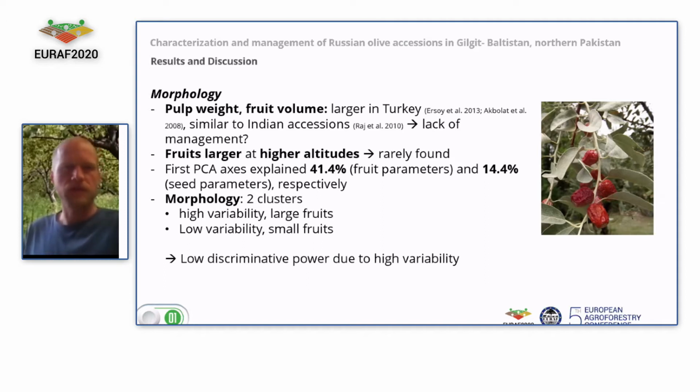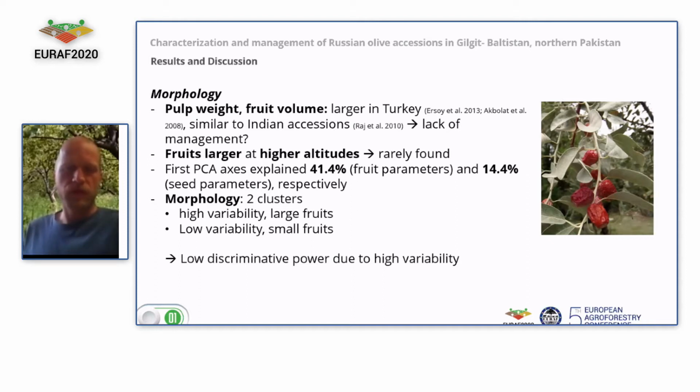We also found a quite interesting and rarely found aspect, that fruits are larger in higher altitudes, which is ecologically not well explained. There are only a few examples, but not in Central Asia, what we have found so far. So this is something we would maybe look at further.